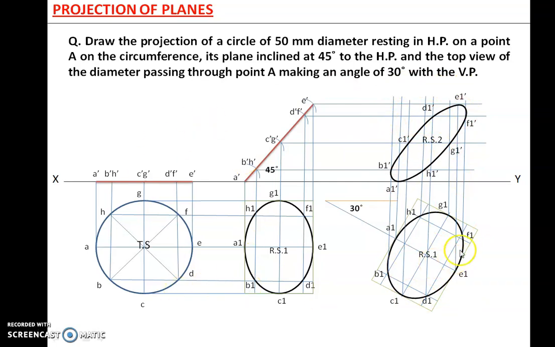Just again revising the things. This is the true shape. We have got the line. We have inclined the line. We have got the reduced shape. We have inclined the reduced shape. Projected all the points. And then we have got the RS2 here.